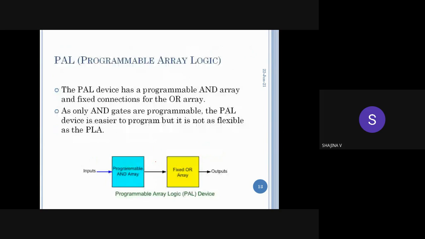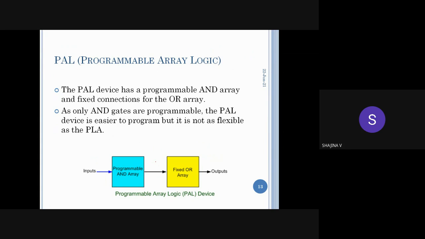Now coming to programmable array logic, PAL. Okay. PAL device has a programmable AND array and fixed OR array. നേരെ തിരിച്ചു വരും, അതായത് റോമിന്റെ പ്രോഗ്രാമബിൾ റോമിന്റെ നേരെ തിരിച്ചു വരും. AND array can be programmed, but OR array is fixed. Okay. As only AND gates are programmable, the PAL device is easier to program, but it is not as flexible as PLA. Okay. നമുക്ക് പ്രോഗ്രാം ചെയ്യാൻ ഈസിയാണ്, ബിക്കോസ് AND array മാത്രമേ പ്രോഗ്രാം ചെയ്യാൻ പറ്റുന്നത്.